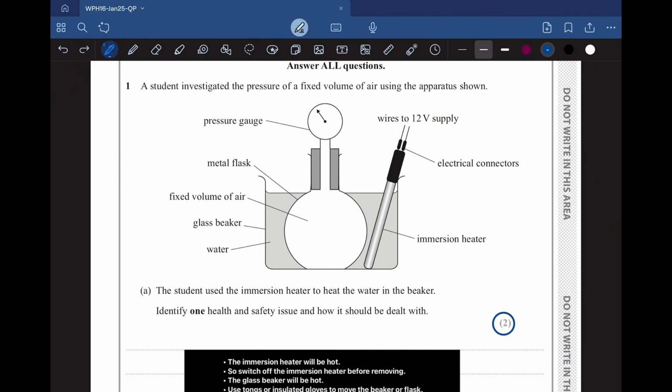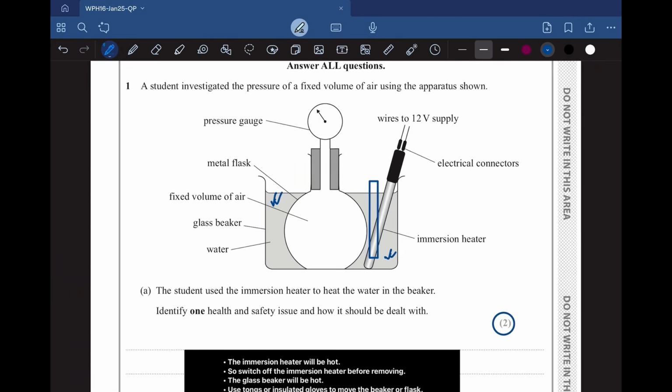The thermometer must be close to the flask, as it is measuring the temperature of the air. So it should be close to the air. It should be close to the flask. Place the thermometer close to the flask. And another thing that you will have to do is stir the water. Why will we have to stir the water? So that there is even distribution of heat. Let's say the temperature of the water right here and here is the same.